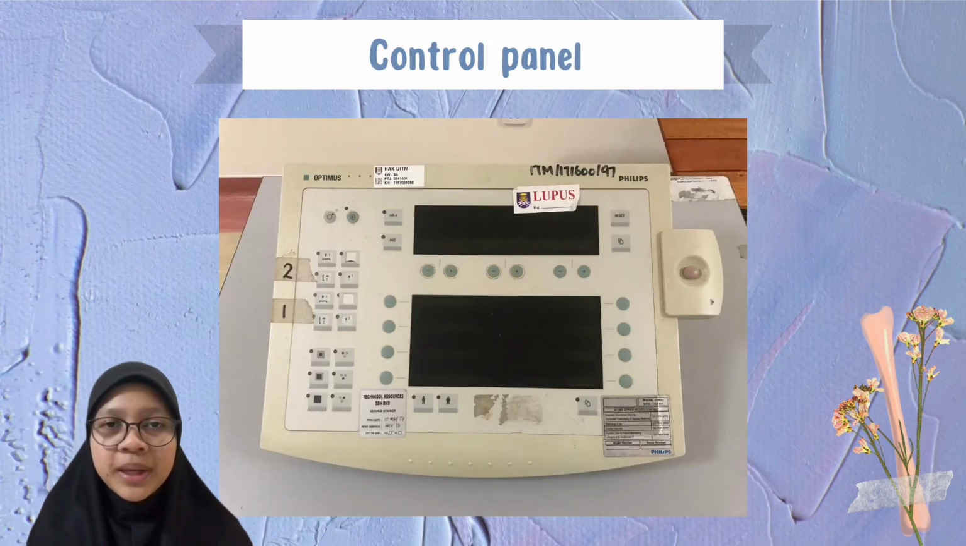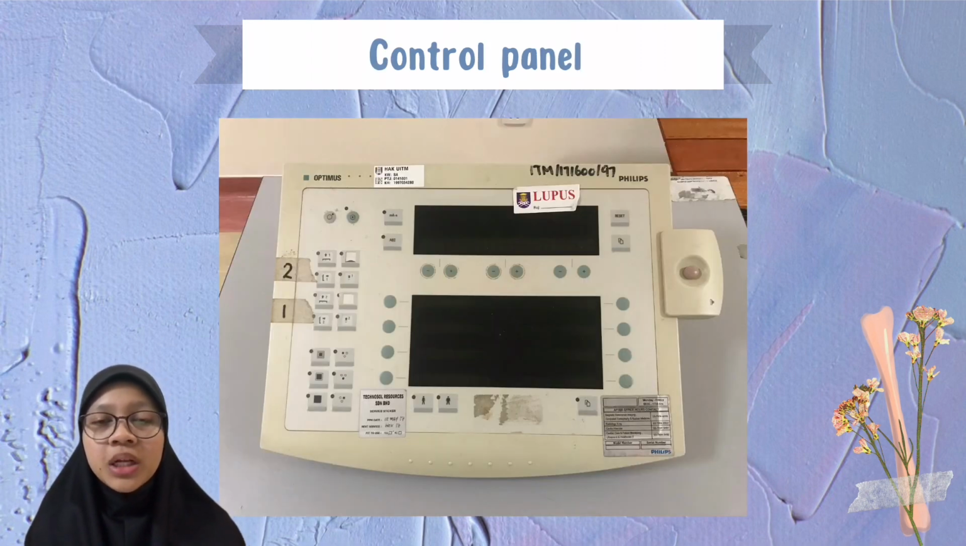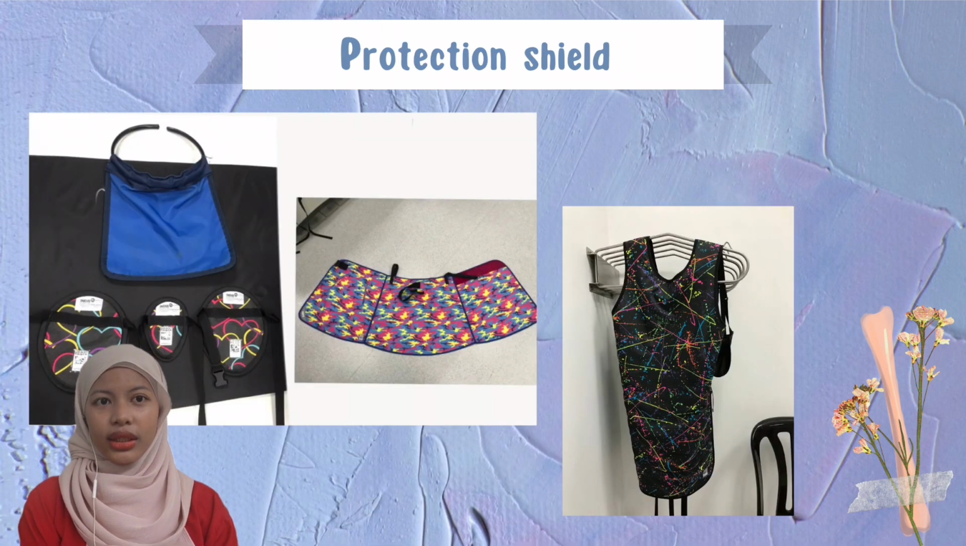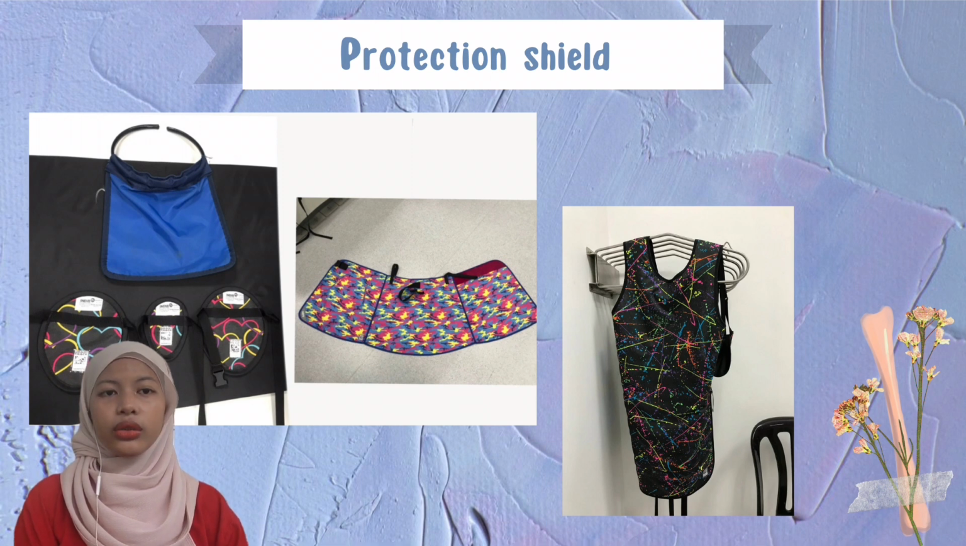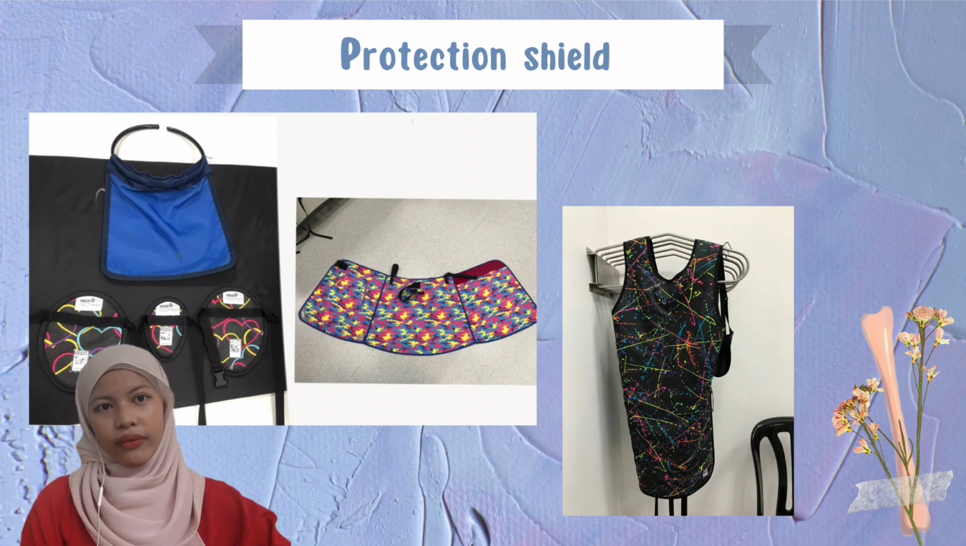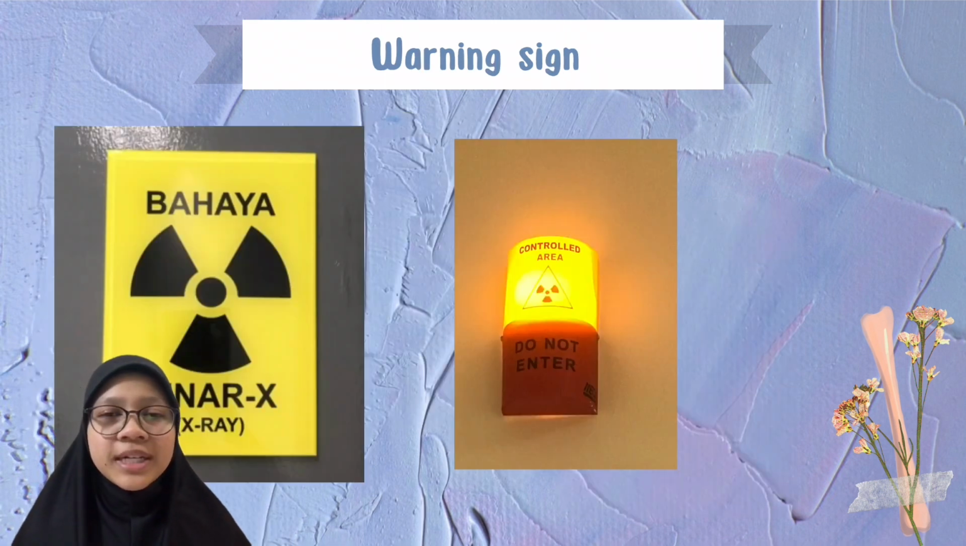Next, we have the control panel. The control panel will allow the radiographer to adjust exposure settings, including kVp, mAs, time, and phototiming, and also the ideal technique factor. So, why do you need the protection shield? The protection shield is needed in order to reduce the exposure of scattered radiation to the patient and to the radiographer.